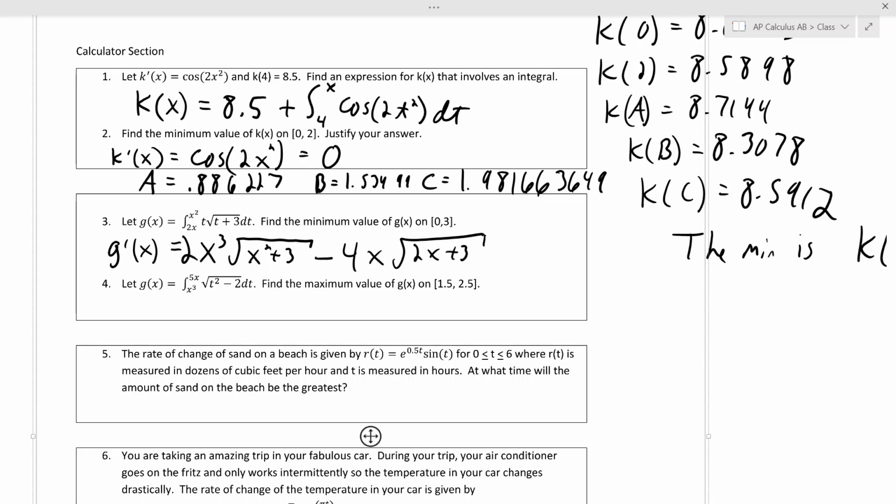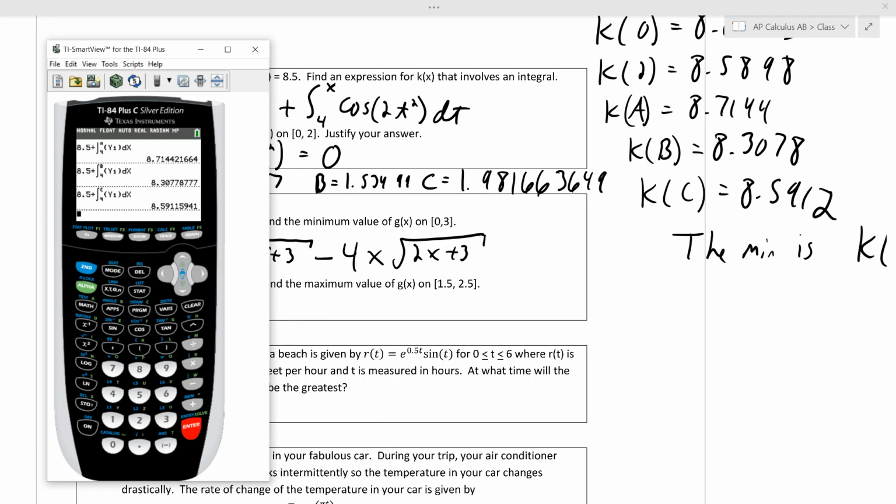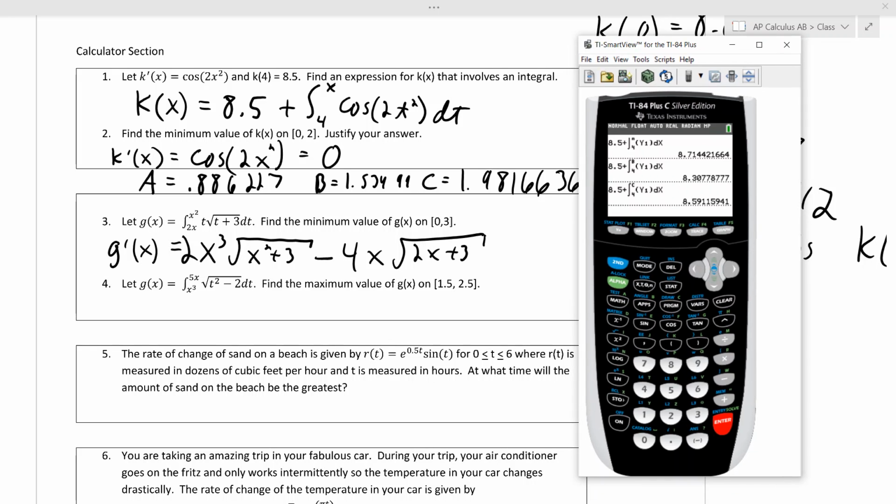All right, so the minimum value is going to come from either a critical value or an endpoint. So we got to find our critical values. Even though this seems crazy, we have this weird derivative, the process doesn't change. So I need to graph this crazy function, 2x cubed times the square root of x squared plus 3, all right, let's not mess this up here, okie dokie, minus 4x times the square root of 2x plus 3.